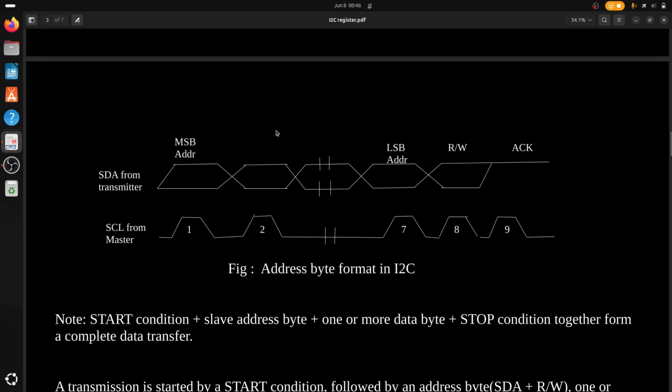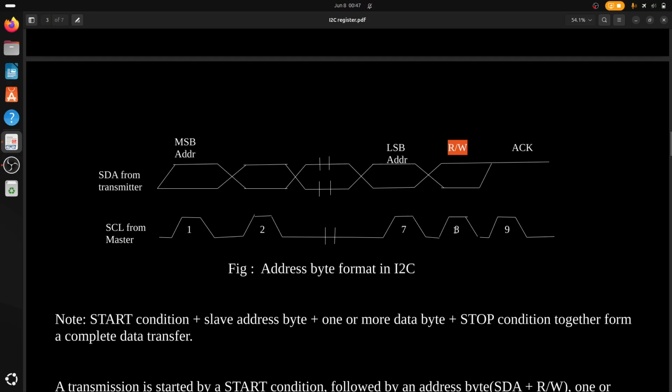So this MSB address is sent first. It is the highest bit. So it is sent in the first clock cycle, then the second highest bit will be sent in the second clock cycle, and all the corresponding bits of the address will be sent in the corresponding clock cycles, and the lowest bit of the address will be sent in the 7th clock cycle, because the address contains only 7 bits, right? Each bit of the address takes only 1 clock cycle each.